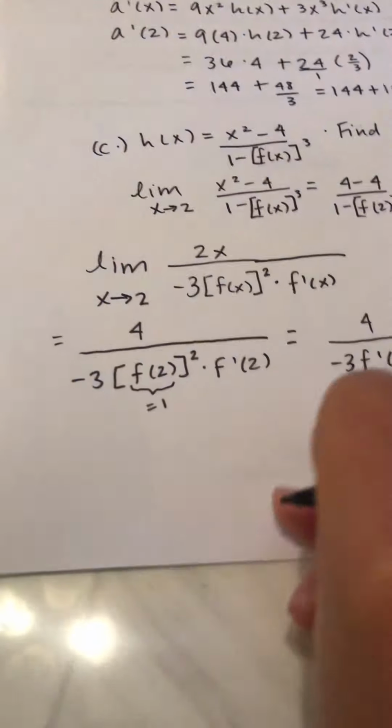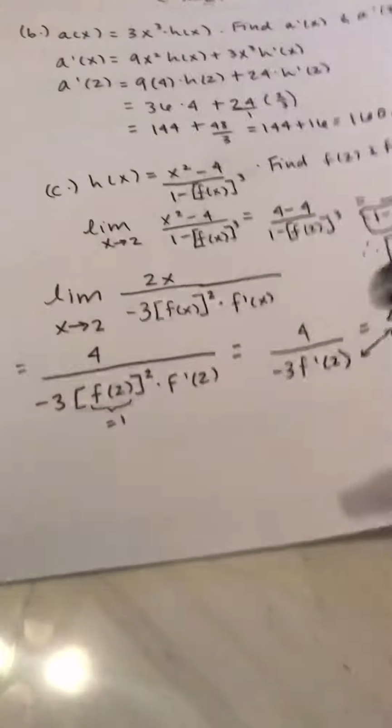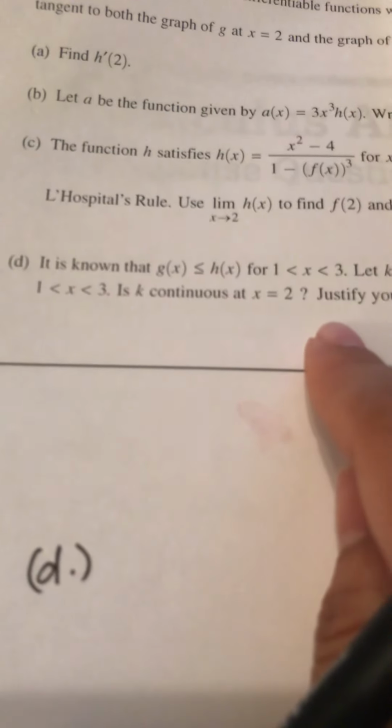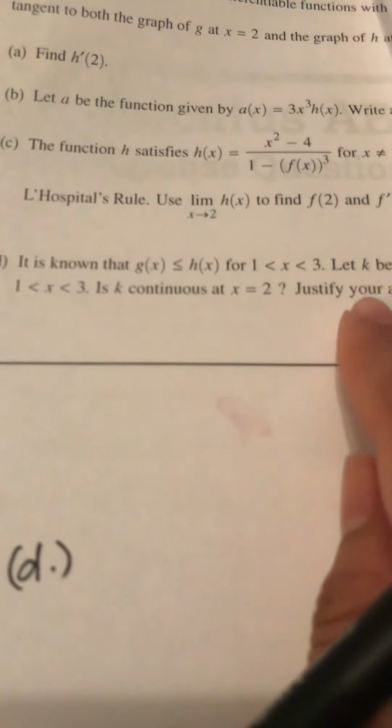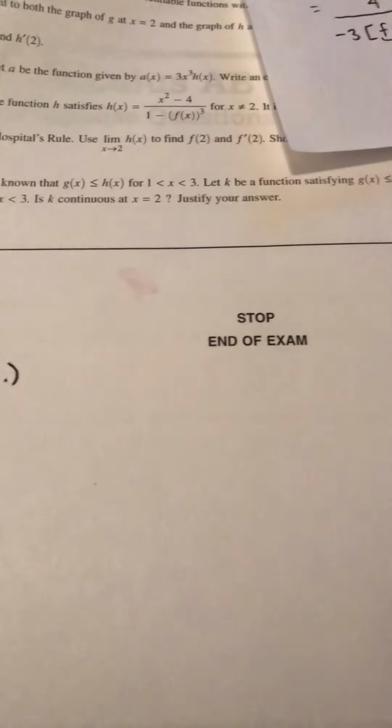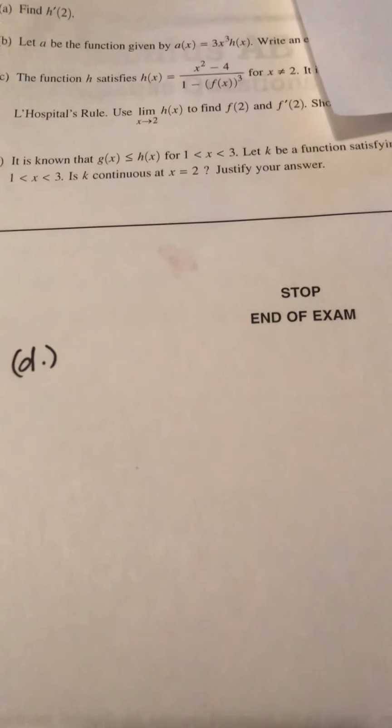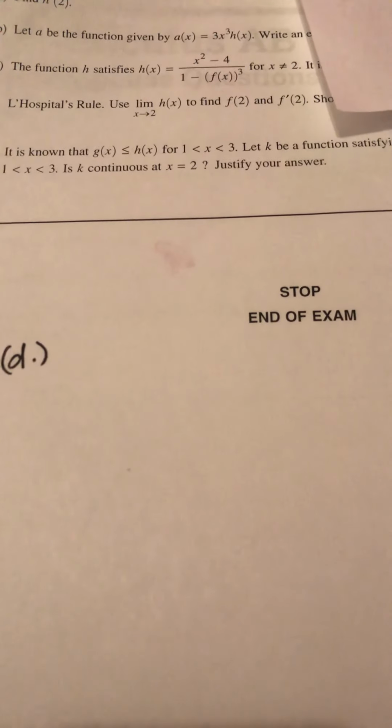Finally, part D. Oh my gosh, I'm running out of space. I'll just do it right down here for part D. So it says, it is known that g of x is less than h of x for x between 1 and 3. Let k be the function satisfying this inequality for x between 1 and 3. Is k continuous at x equals 2?